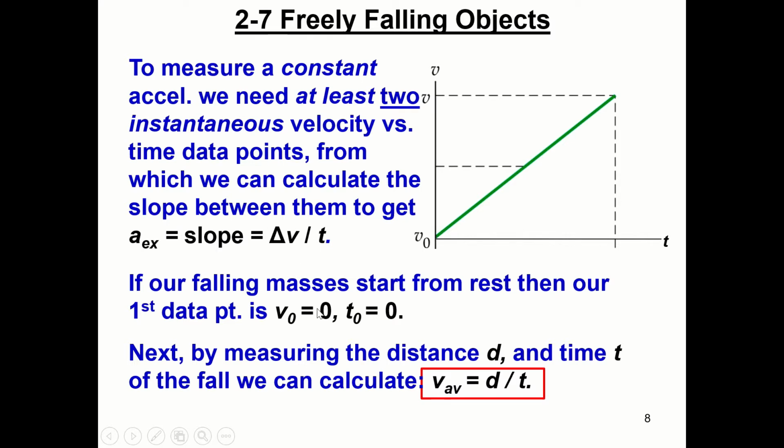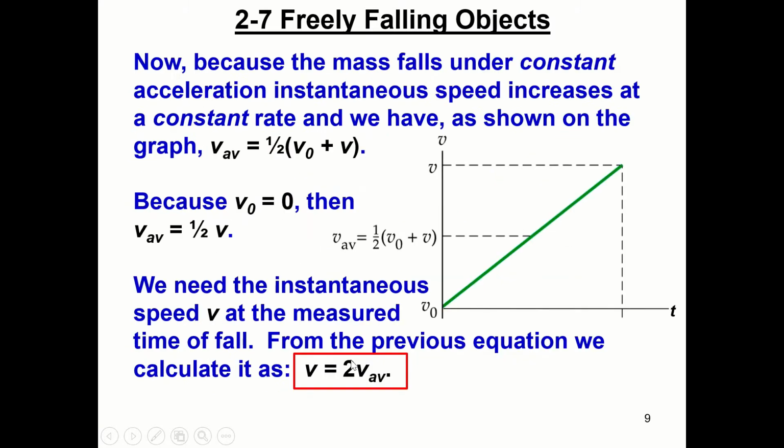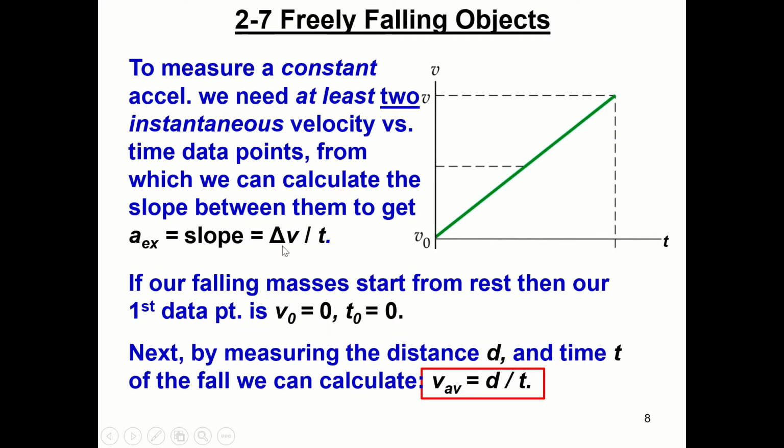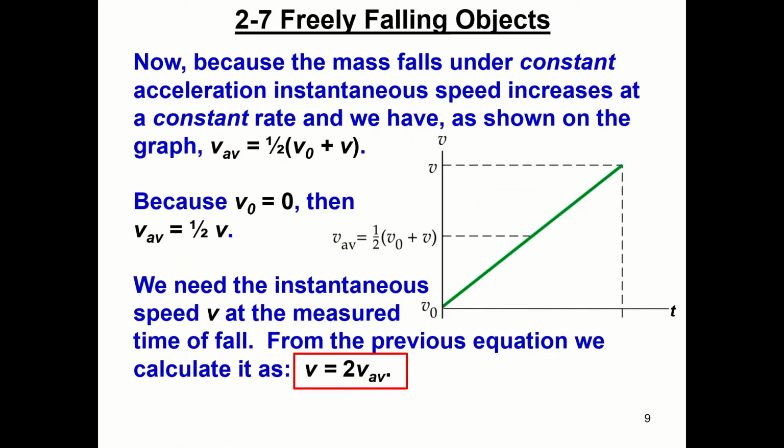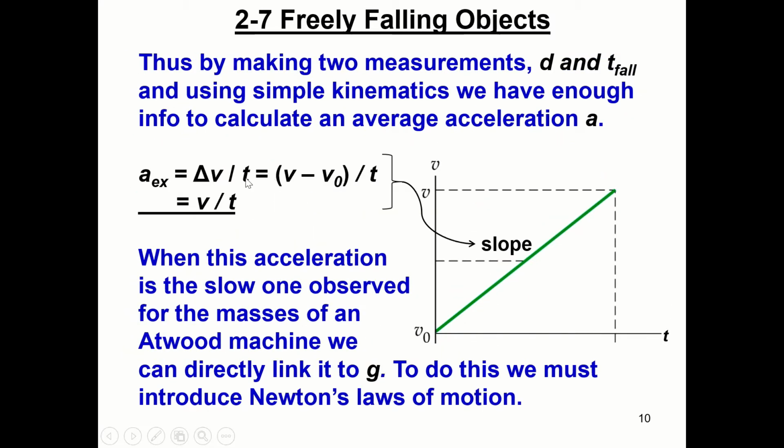So if it goes from 0 to the final velocity v, then the change is just going to be the final velocity divided by the time. Okay, so that will give us the experimental acceleration. Now, that's what I'm showing right here. The final velocity divided by the time, and that is of course equal to the slope for this constant acceleration graph, velocity versus time.